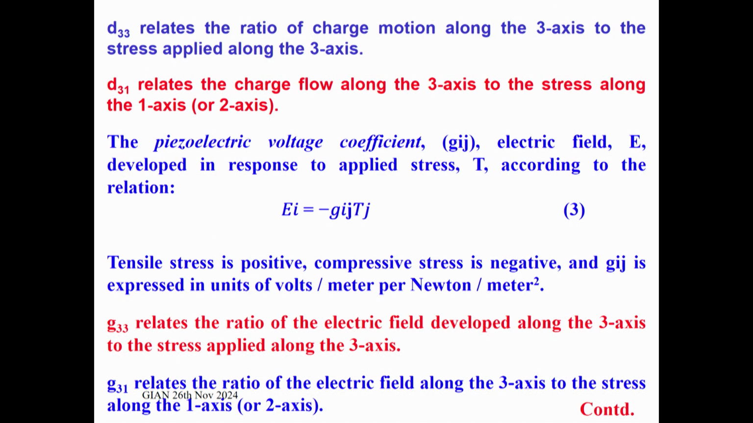Now, similarly, as I was talking about D33, D33 relates the ratio of charge motion along the 3 axis to the applied stress along the third direction. D31 relates the charge flow along the 3 axis to the stress along the axis 1 or 2. 1 or 2 are considered as equal. So, D33 and D31, this is about the piezoelectric charge coefficient.